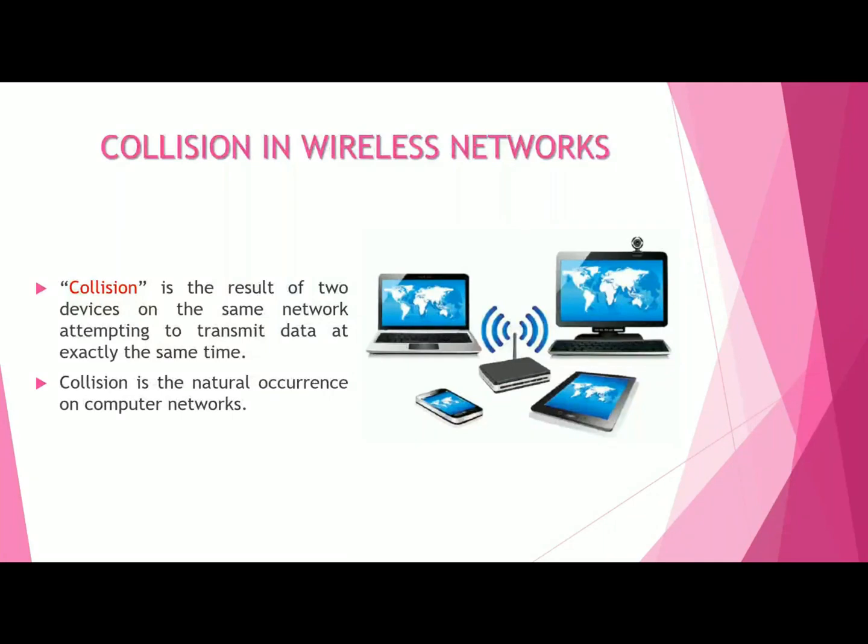In a wireless network, a collision is the result of two devices on the same wireless network attempting to transmit data at exactly the same time. The network detects the collision of two transmitted packets and discards both of them. Collisions are a natural occurrence on networks.